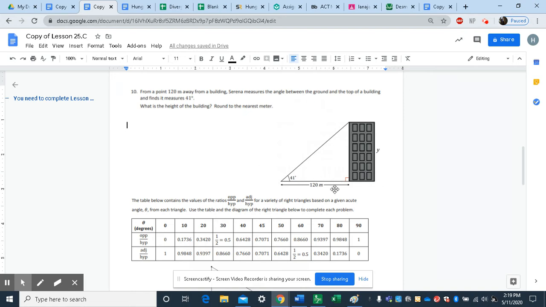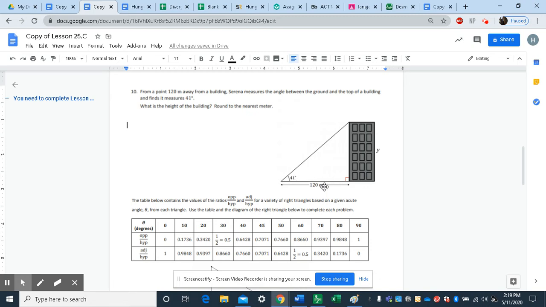So in this case, we're given the adjacent and we need to find the opposite. Notice how we were given the adjacent and we need to find the opposite. In order to find the opposite, we are going to have to find the hypotenuse. So let's start by finding our triangle that is similar to this one. We know that one of the measurements is 90 degrees because it's a right triangle, and we know that another one is 41 degrees.